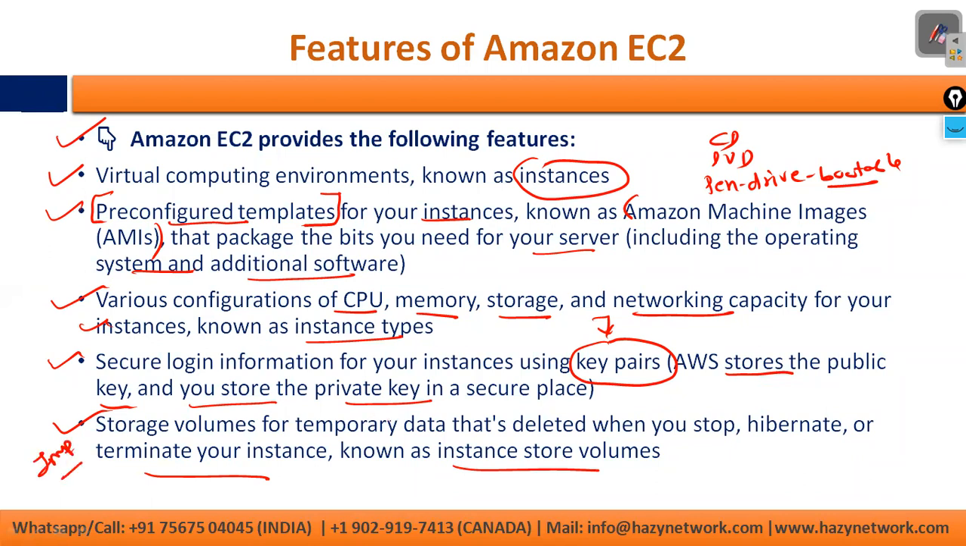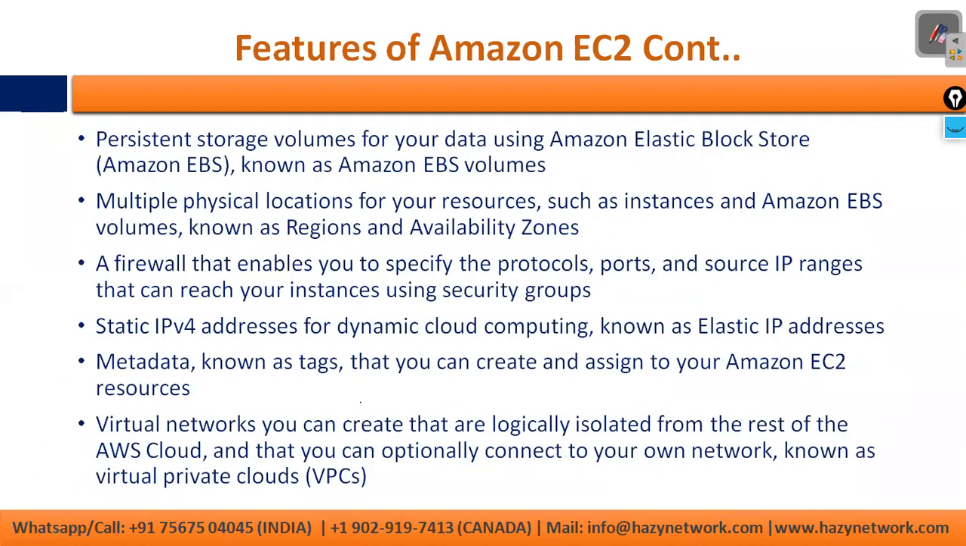Store the volume for temporary data that's deleted when you stop, hibernate, or terminate your EC2 instance, known as the instance store volume. Whenever you create the instance, stop the instance, start the instance, or delete the instance, it temporarily stores the data. Persistent storage volume for your data uses the Amazon Elastic Block Storage. EBS is nothing but one kind of hard disk, known as the Amazon EBS volume.